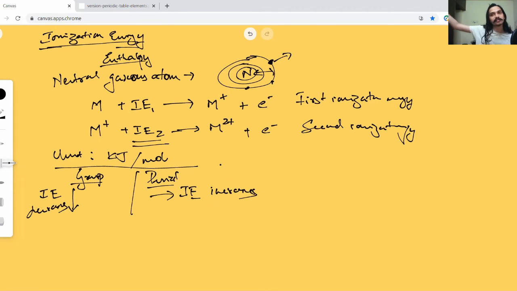The last elements have the highest ionization energy, the first ones have the least ionization energy, meaning how much energy you need to remove. Keep that in mind.